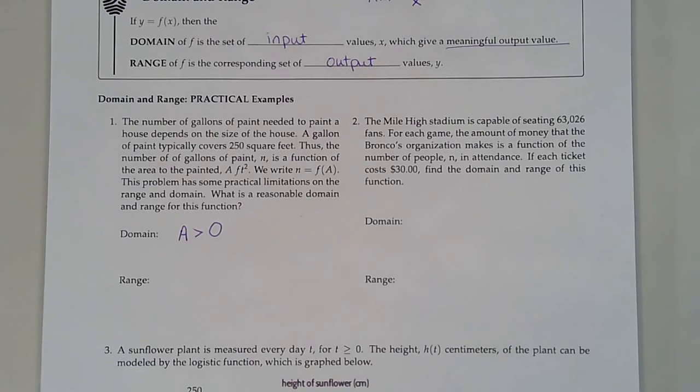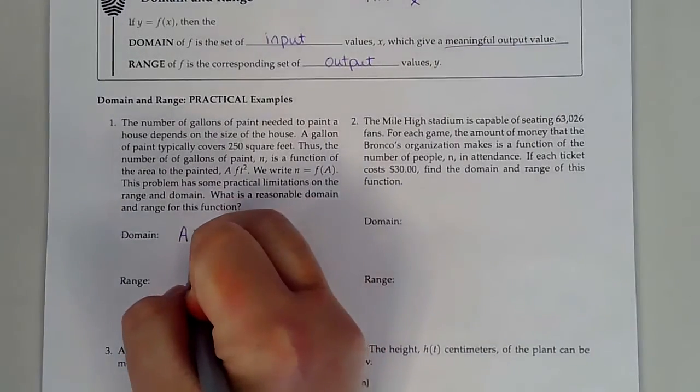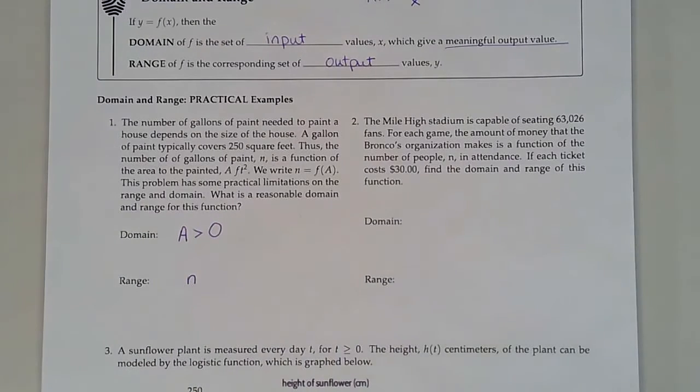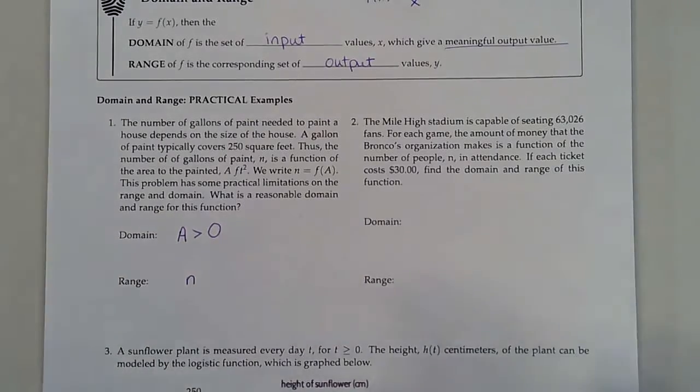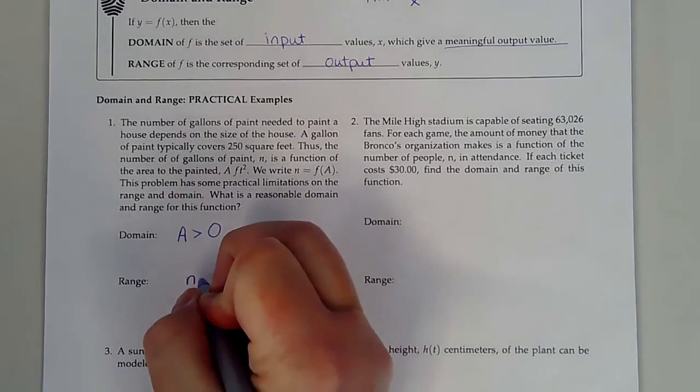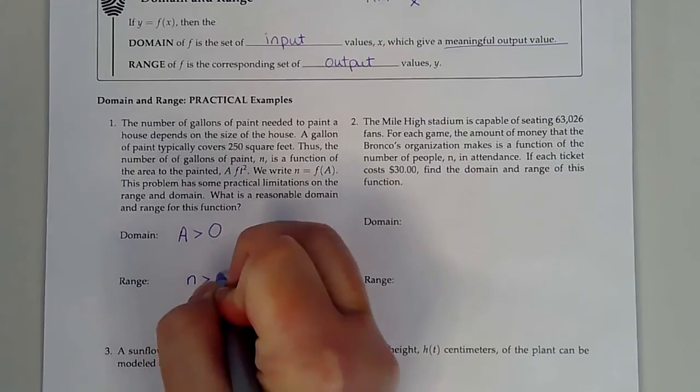All right, and then our range. So our dependent variable is the number of gallons of paint. That was represented with the letter n. And what would be reasonable here? Again, it doesn't make a lot of sense to have negative gallons of paint, but positive gallons of paint seems to make some sense in order to paint that room. So we would say n is greater than 0.